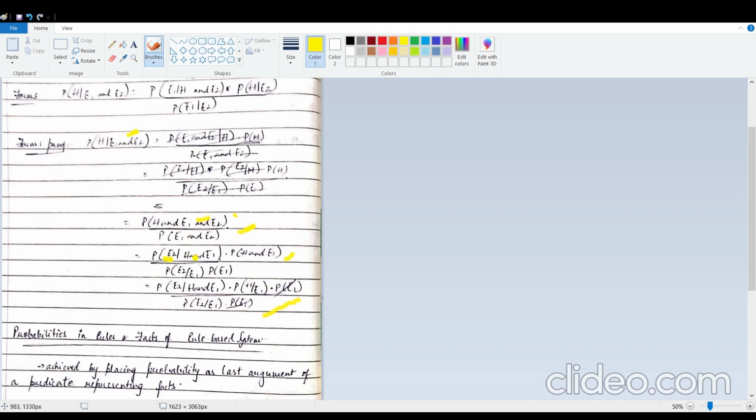So instead of considering H and E1 to be your evidences, you can even consider E1 and E2 to be your evidences. You end up getting a different formula. We could consider H and E2 to be your evidences. In that case, this P of H and E1 would be replaced by P of H and E2. So that again will give you a different formula. So it all depends on how you change your variables here.